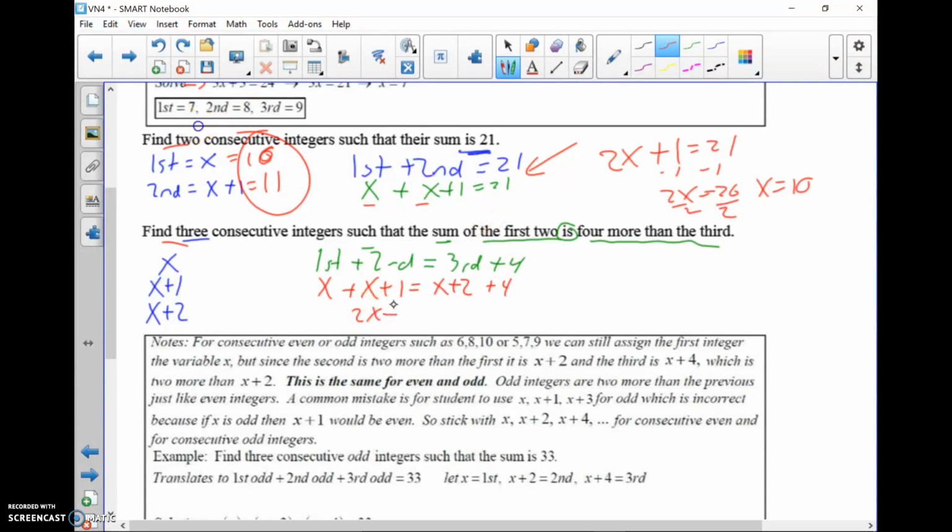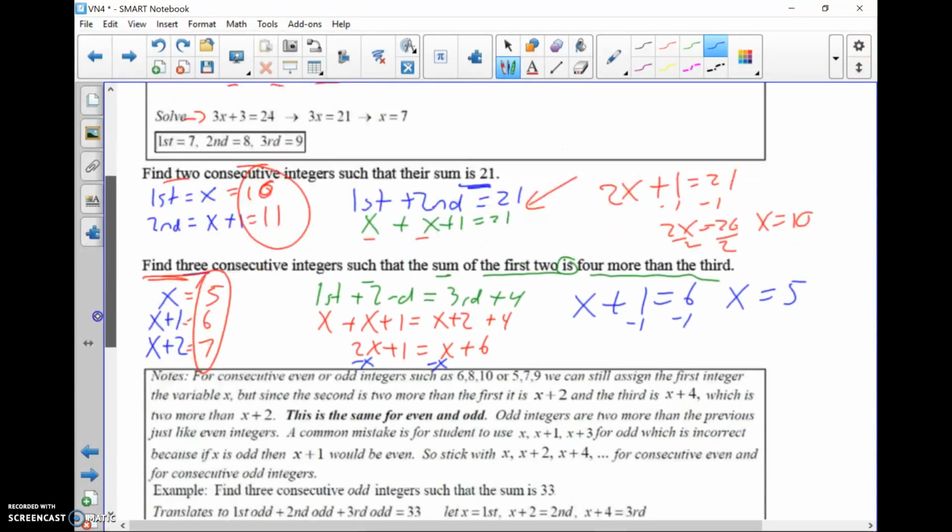Simplify the left, we get 2x plus 1. Simplify the right, we have x plus 6. I got x on both sides, so I can move one to the other. Maybe minus x here, minus x. 2x minus x is x. Plus 1 equals 6. Minus 1, x equals 5. And then I always tend to put this on the left, and then I put the answers over here. Because remember, x isn't the answer, it's not find one integer, it's find 3. So 5, and then 5 plus 1 is 6. Plus another 1 is 7. So 5, 6, and 7.